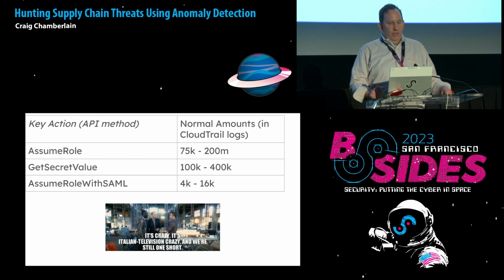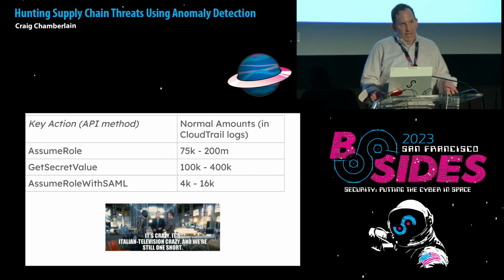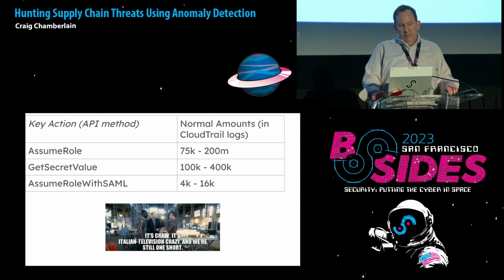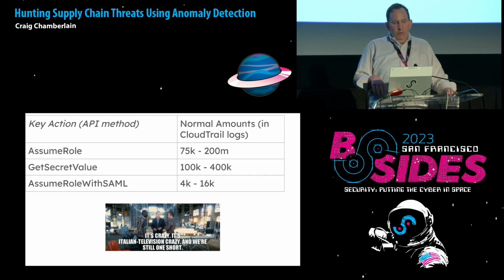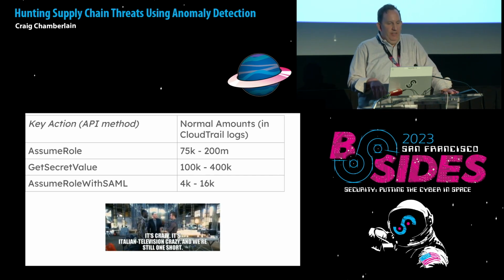Assume role with SAML is when you have human users logging into the console. Most of the time, if they're logging into the console, they're authenticating via SAML. And there are fewer of those than there are plain old assume role events, the reason being that assume role events are used more by compute instances than by humans, for the most part.